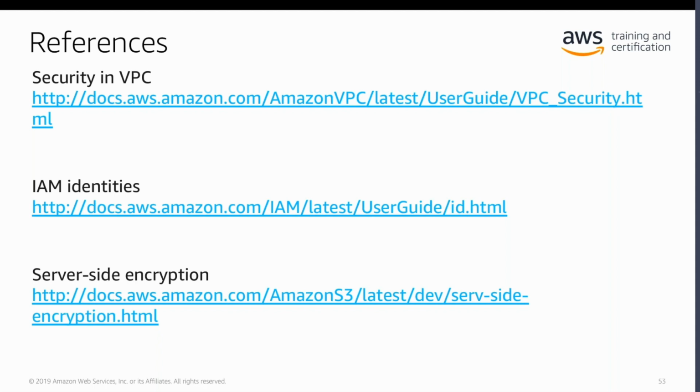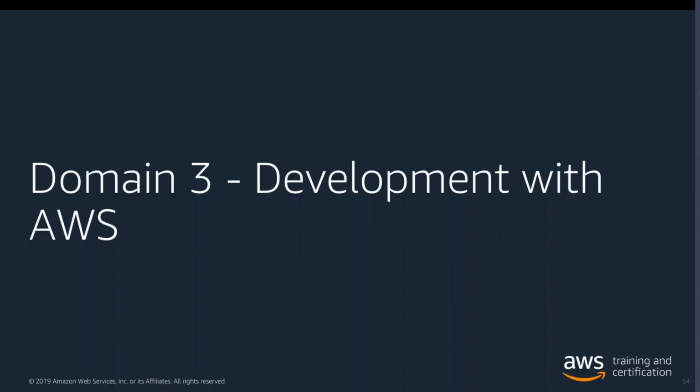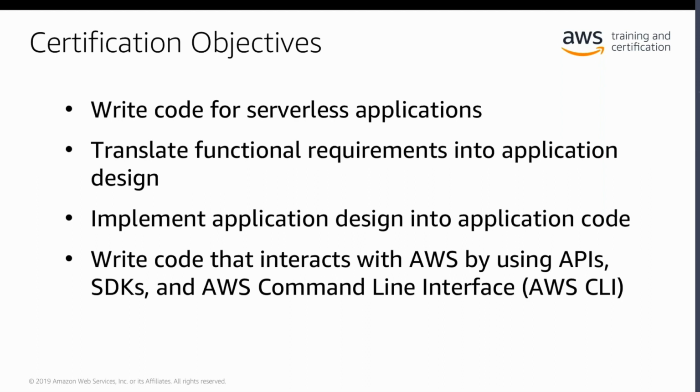All right, so development with AWS, Domain 3. The objectives for certification on this particular domain were to write code for serverless applications, translate functional requirements into an application design, implement application design into application code, and then write code that interacts with AWS by using APIs, software development kits, and CLIs, okay?